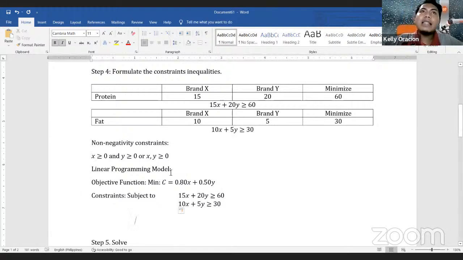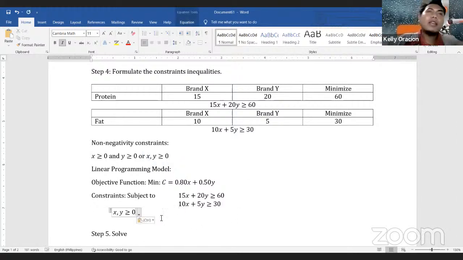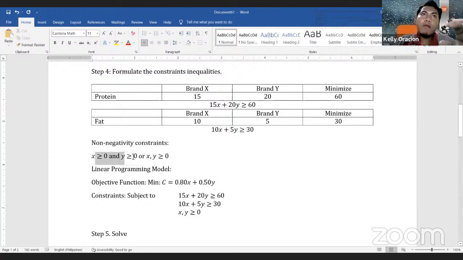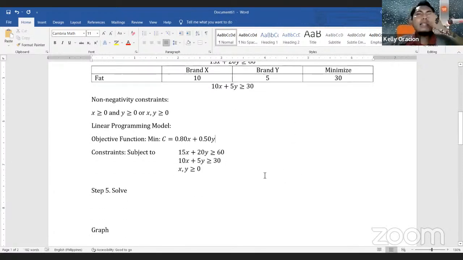Okay, lastly, it's up to you. Will you put all of these? But yes, we should include the non-negativity constraints. Again, we should include the non-negativity constraints. So this is all I will put, but it's up to you what you choose. And this time, we are going to solve this one. So these are our linear programming model together with the objective function and the constraints.